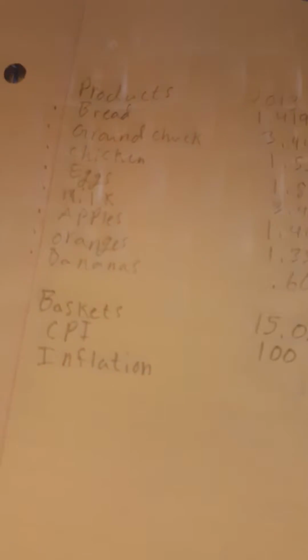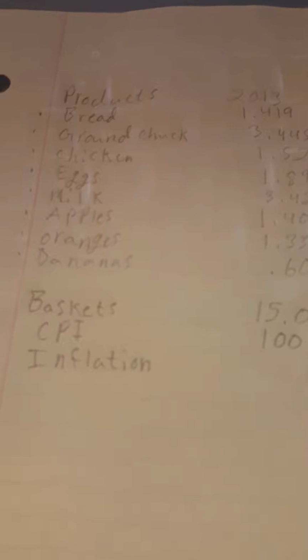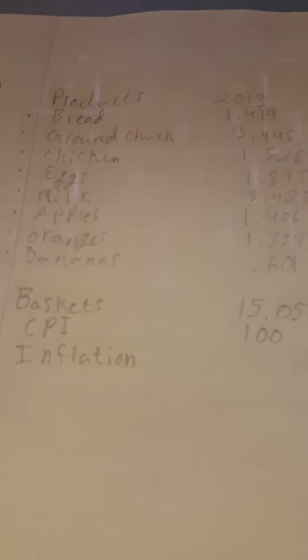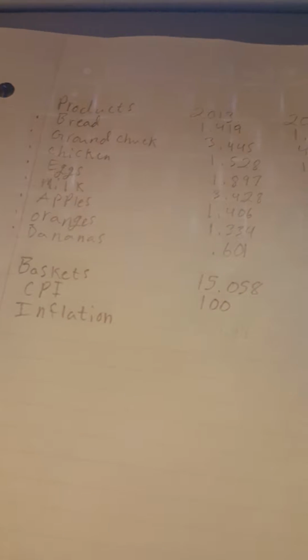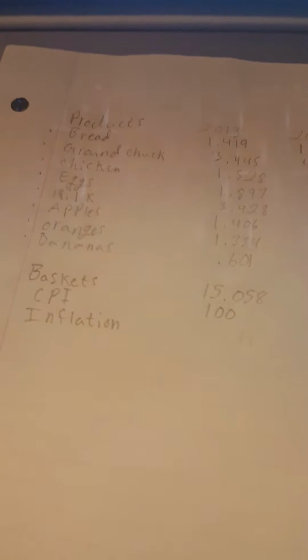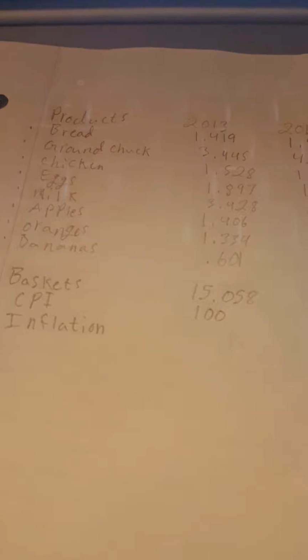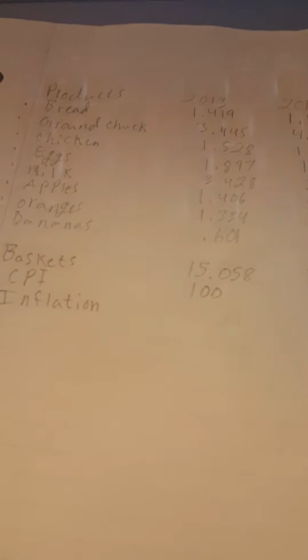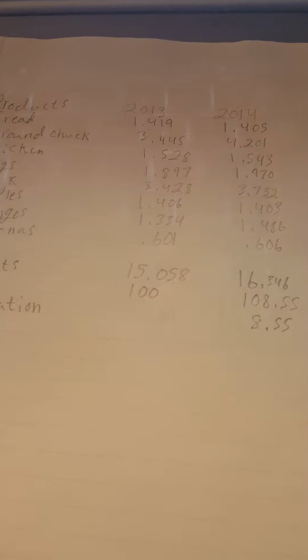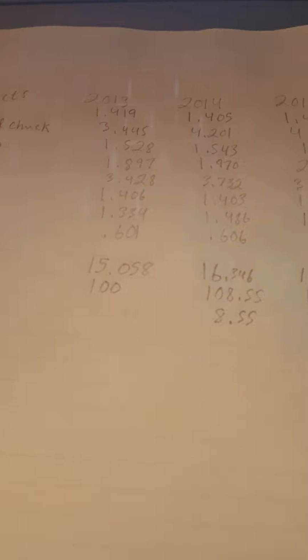Now my products are bread, ground chuck, chicken, eggs, milk, apples, and oranges. And I had the average price from each product for the year 2013 and the average price for each product for the year 2014 and as well for the year 2015.